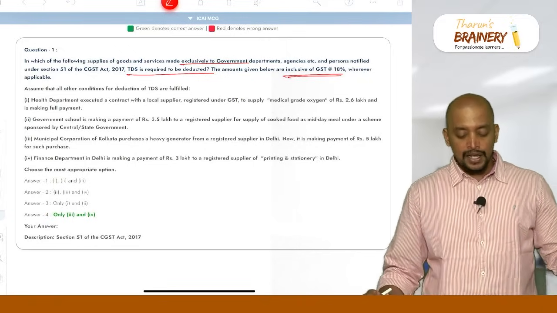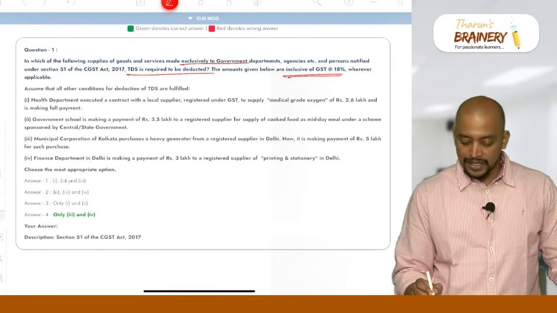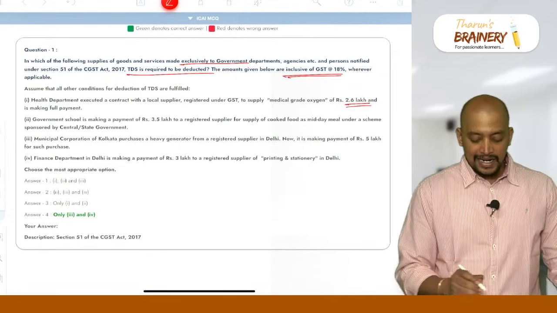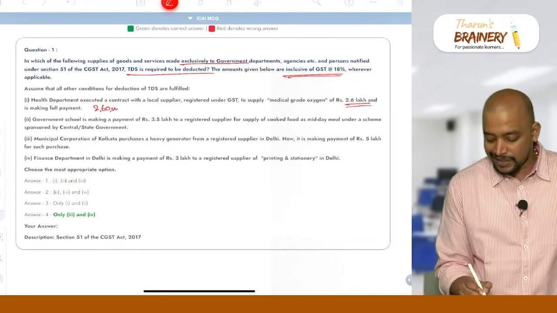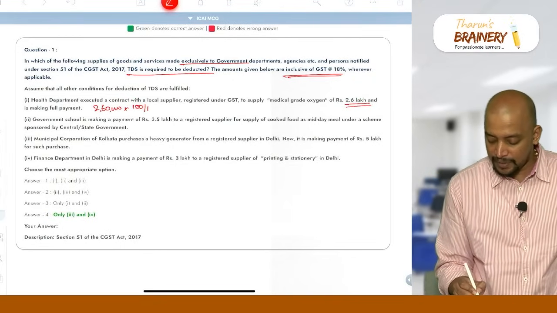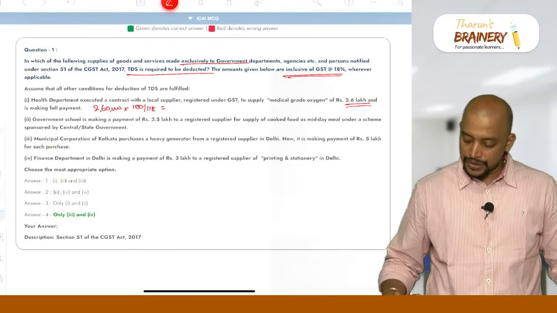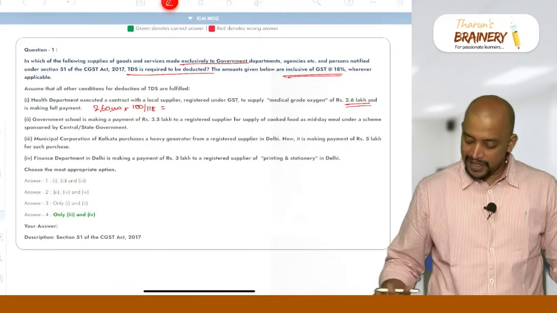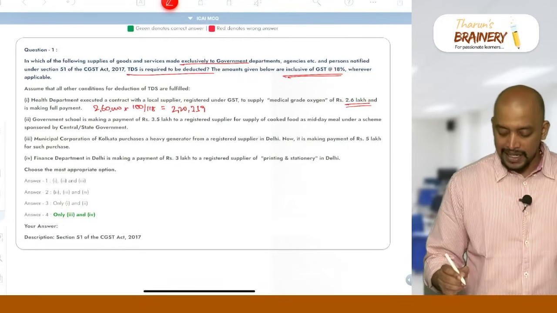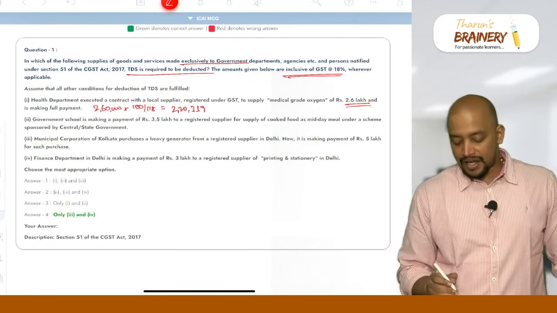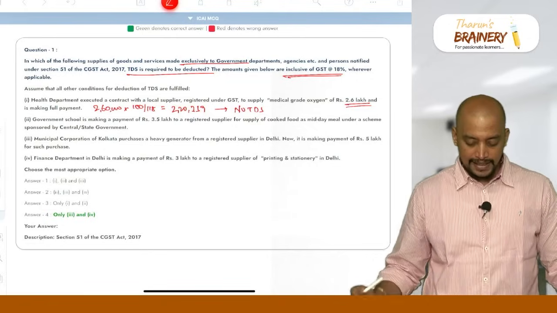Health department executed a contract with a local supplier registered under GST to supply medical grade oxygen of 2.6 lakhs and is making full payment. So excluding GST, how much is the contract value? 2,60,000 into 100 divided by 118 is 2,20,339. It does not exceed 2,50,000. So therefore no TDS. No TDS in this case.